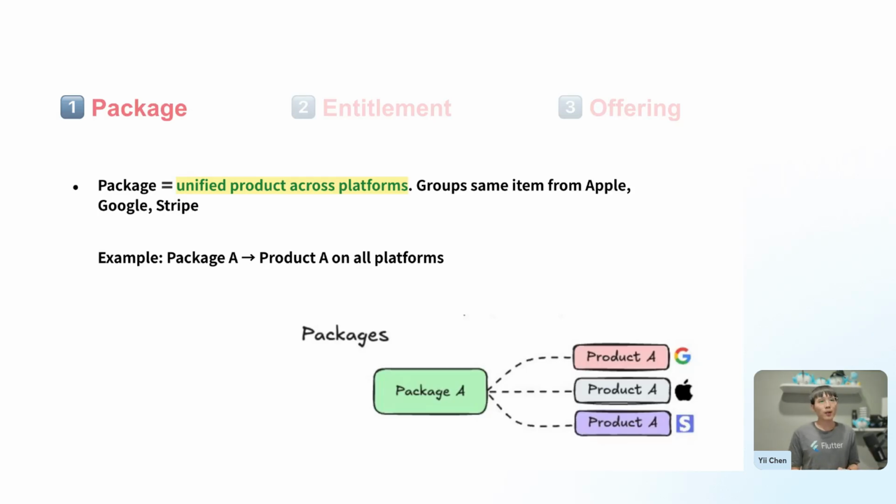Let's talk about one of the core elements in RevenueCat, the package. A package is used to group the same product across different platforms. This ensures that no matter where the user makes a purchase, Apple, Google, or even Stripe, it is mapped back to the same logical item in your app. This cross-platform alignment makes handling purchases a lot smoother.